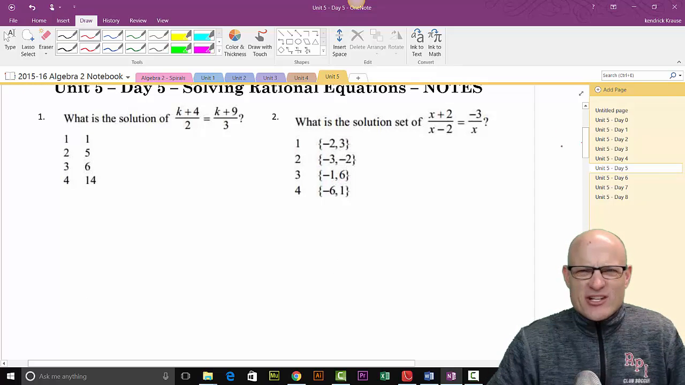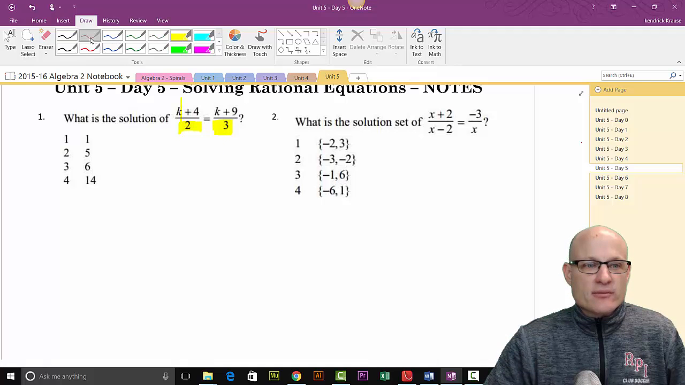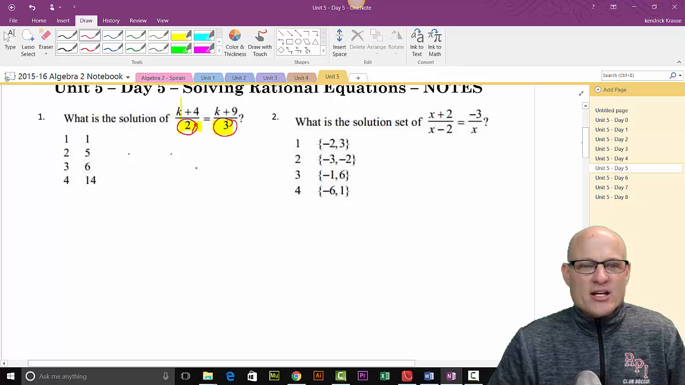Anyway, so yesterday we talked about how to add and subtract fractions. And what we looked at were the denominators. So in this case, we're going to do the same thing. We're going to look at the denominators and try to find the lowest common denominator.